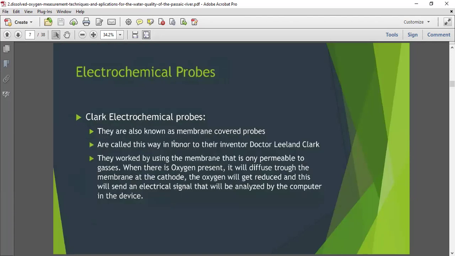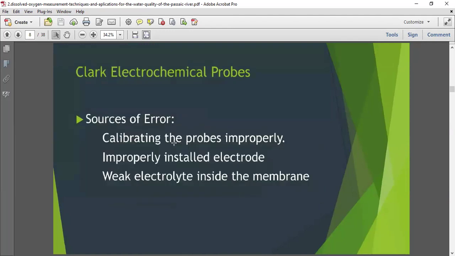The electrochemical probes, the Clark electrochemical probes, are also known as membrane covered probes. They are named in honor of Dr. Lee and Clark, who invented them. They work by using a membrane. There are some tests. Source of error: calibrating the probes improperly, about this calibration.